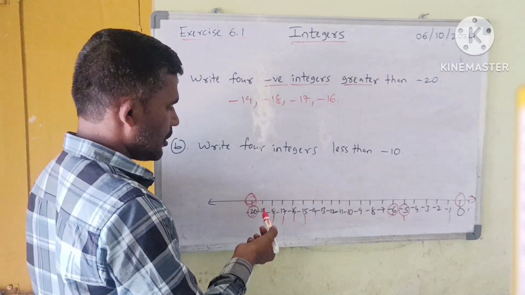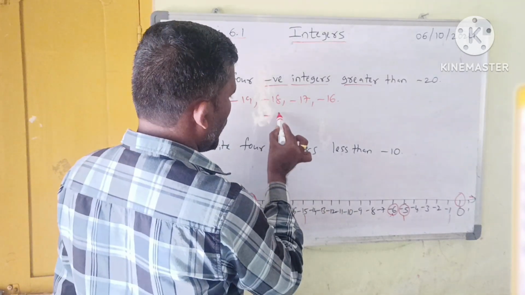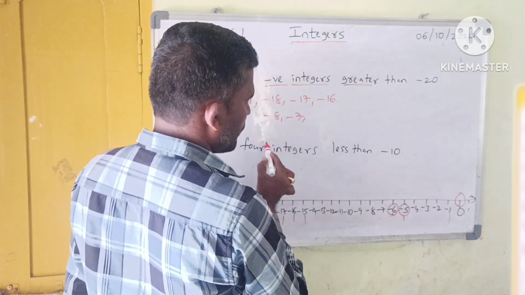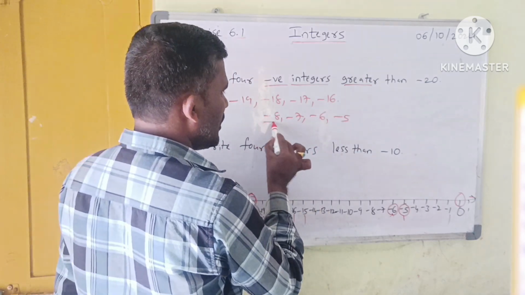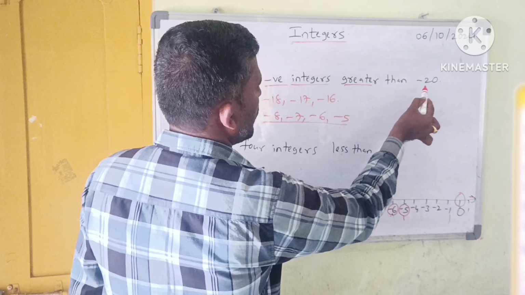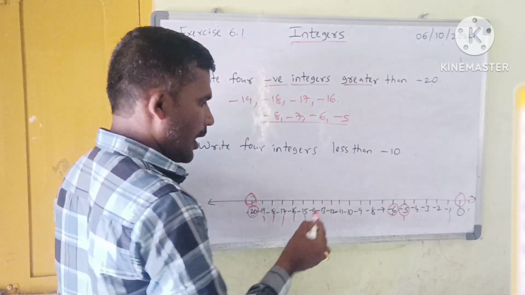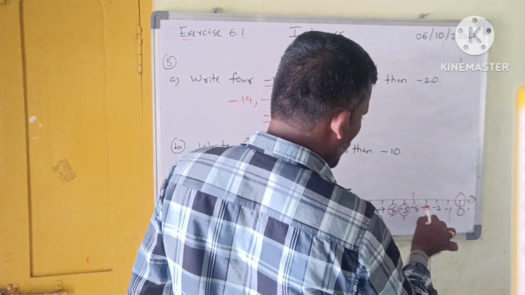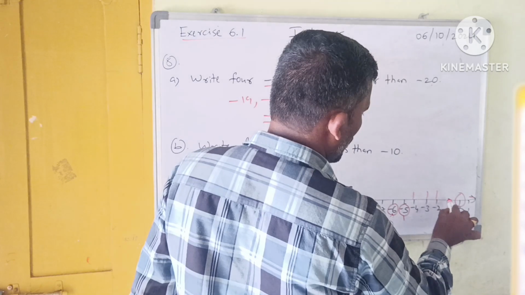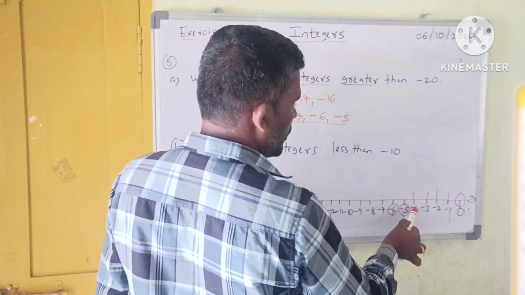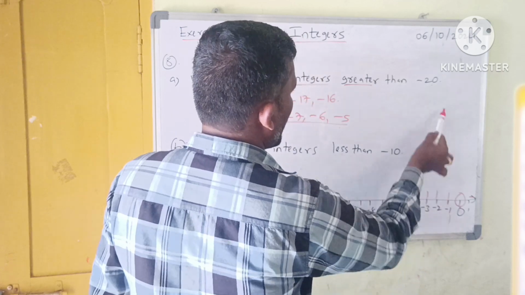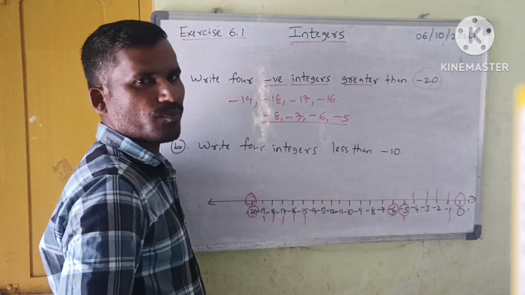And there is no restriction here. If you want to take minus 8, minus 7, minus 6, minus 5, these are also greater than minus 20. And minus 4, minus 3, minus 2, minus 1 are also right answers, because these negative integers are also greater than minus 20. Okay.